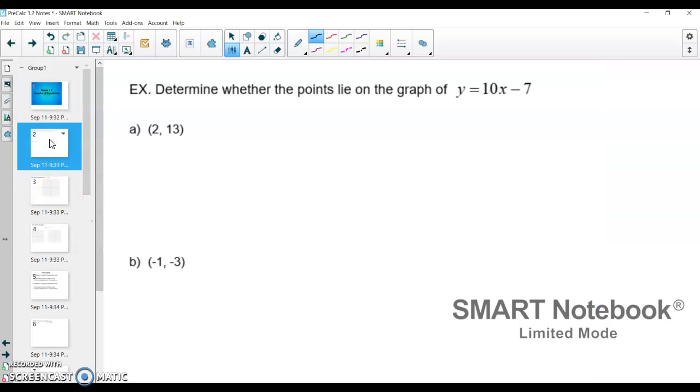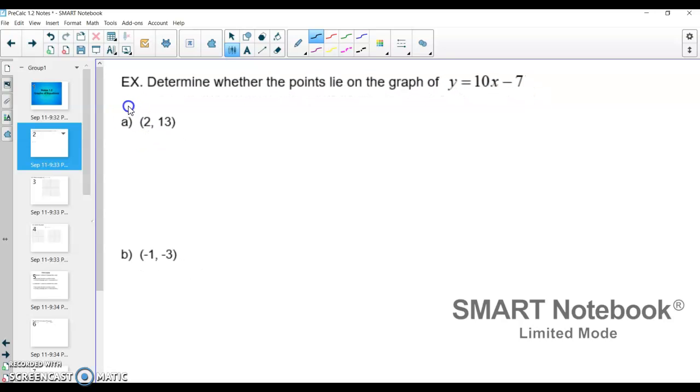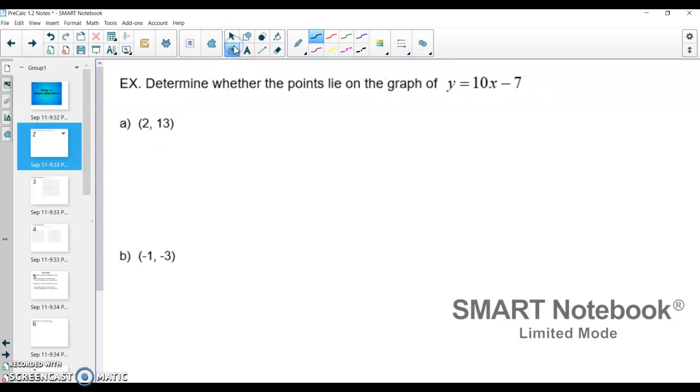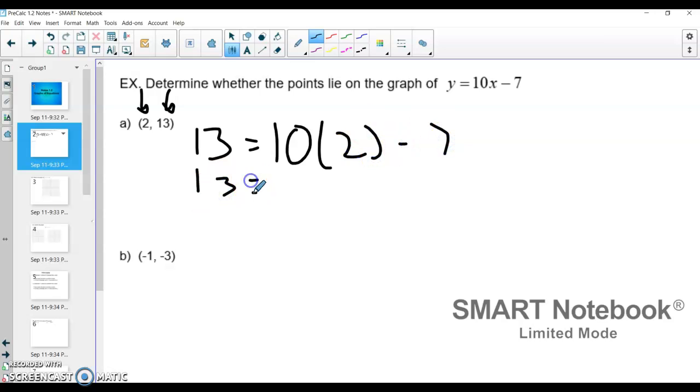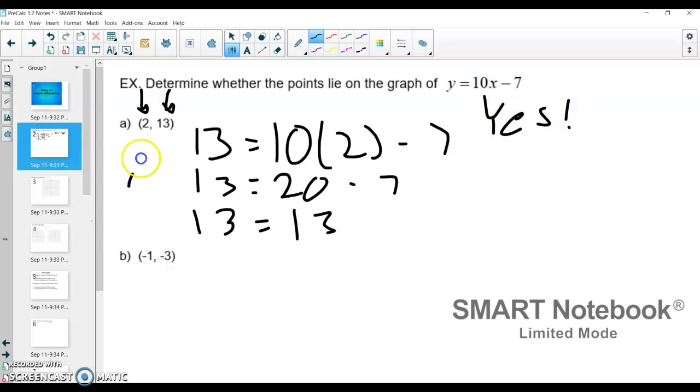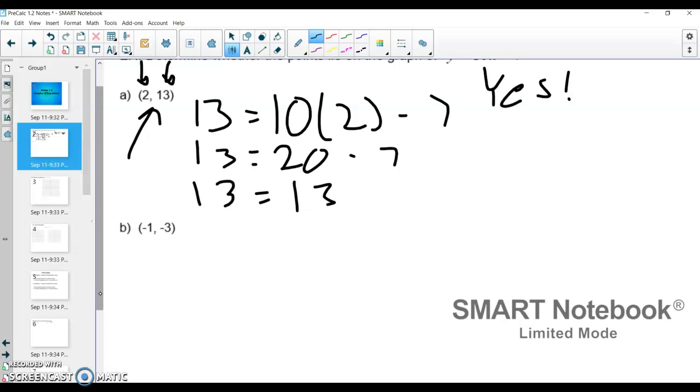So the first one is just determining if a certain point lies on a graph or not. And what we're going to do for this is plug in our y and our x into our equation and see if they equal each other. So 13 is our y, then we have 10 times our x, which is 2, minus 7. That's going to be 13. 10 times 2 is 20, minus 7. So 20 minus 7 is 13. Since 13 and 13 equal each other, that's a yes. That point, 2 comma 13, lies on the graph. Again, all we did was plug in our y and our x and see if they equal each other.